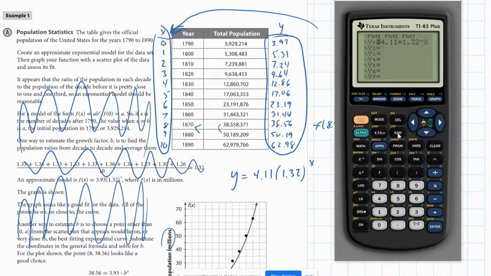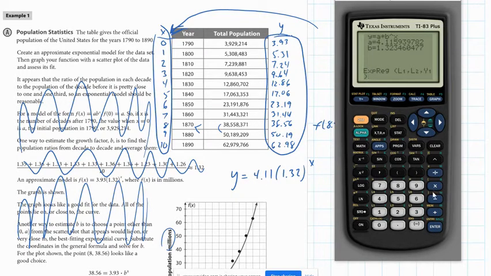So when I go back to the stat menu and go to calc, if I go down to exponential regression again, this time, instead of pressing enter, I'm going to do parentheses, and I'm going to tell it to get the data from list 1 and list 2, so second L1, comma, second L2, comma, and now the third parameter is where do you want to put the regression equation? And we'll go to variables, y variables, function, y1, and then close the parentheses and press enter.